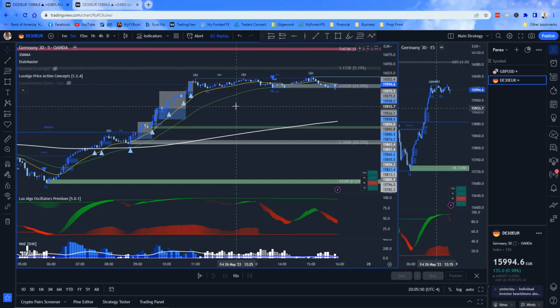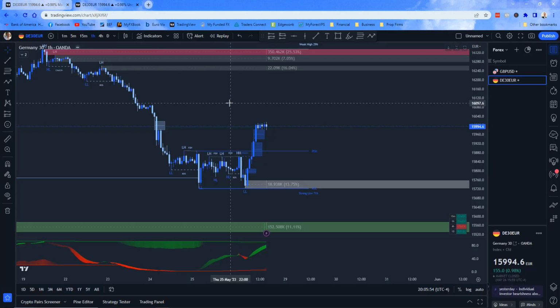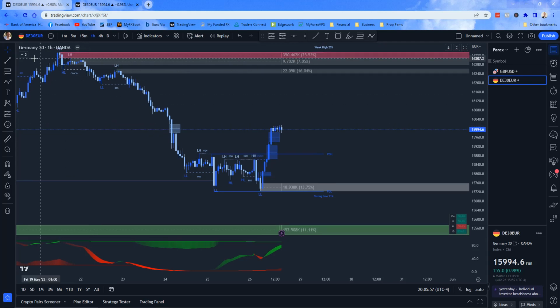Just to give you a rundown on how I would go through my day, each session I start out on the 1 hour. So if you look here, since, what day is this? The 19th of May. So like the last 2 weeks, this is DAX, by the way, it's been in this nice little downtrend for quite some time. You can clearly see that. I'm sure you're smart enough to see that.